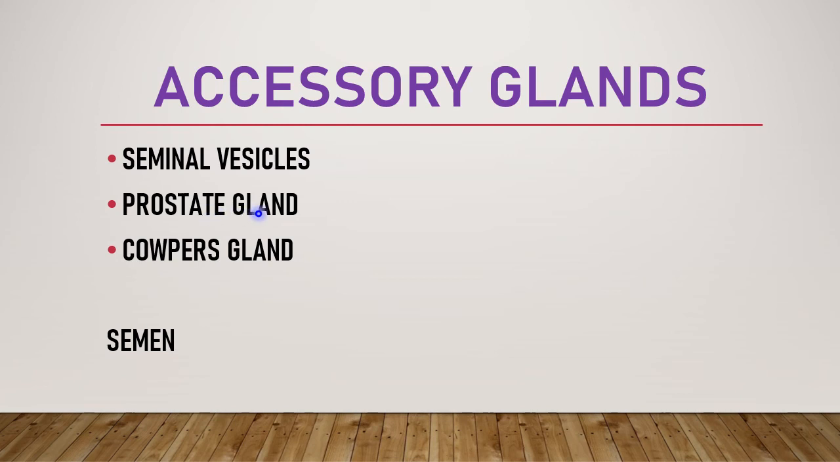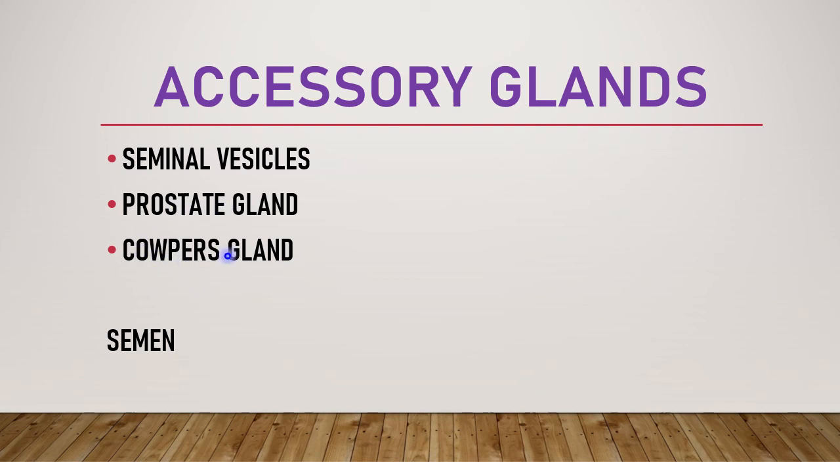The prostatic fluid helps in neutralizing the acidity of the vaginal secretion. The vaginal secretion is acidic in nature, but an acidic pH does not help in fertilization. Hence, that acidic pH has to be converted into basic or neutral pH. Because of the presence of the prostatic fluid, it facilitates the process of fertilization at a pH of 6 to 6.5. Next is Cowper's gland.